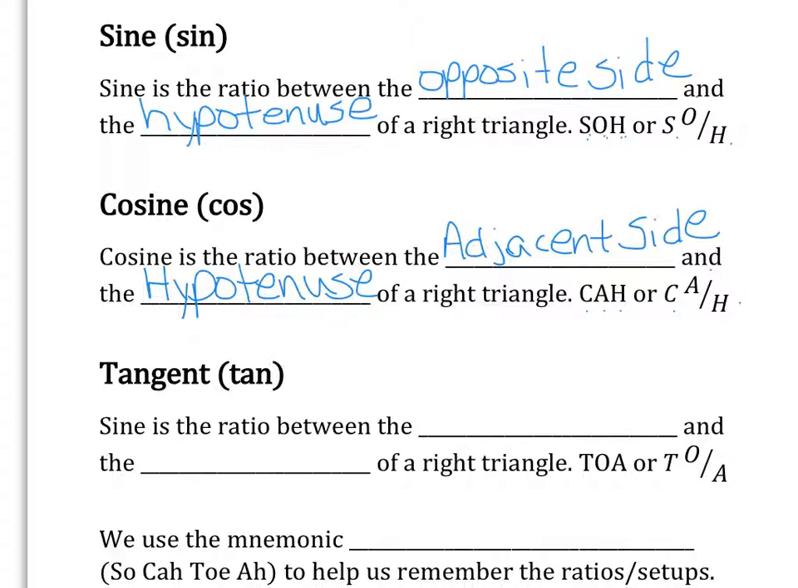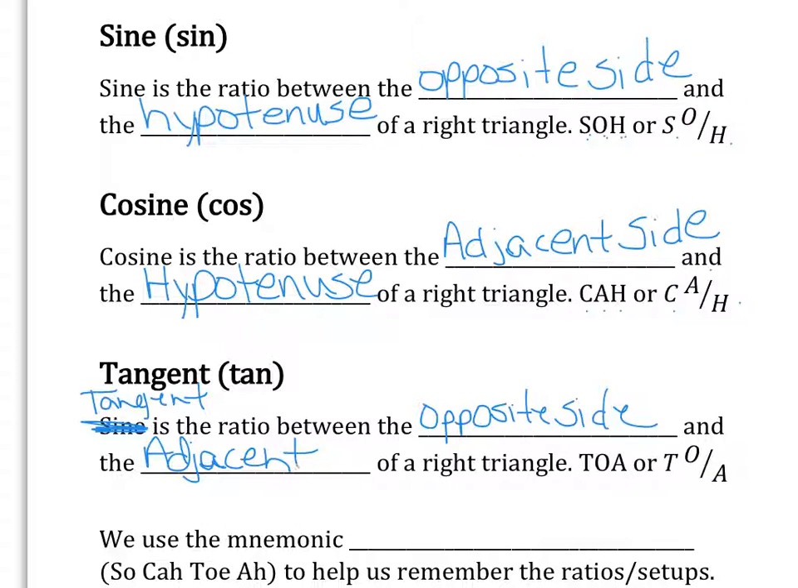The final one is tangent, abbreviated TAN. Here's a typo right here. This should say tangent. It is the ratio between the opposite side and the adjacent side of a right triangle. It's abbreviated TOA, tan, opposite, adjacent, but we like to say it as tan of opposite over adjacent. Okay.